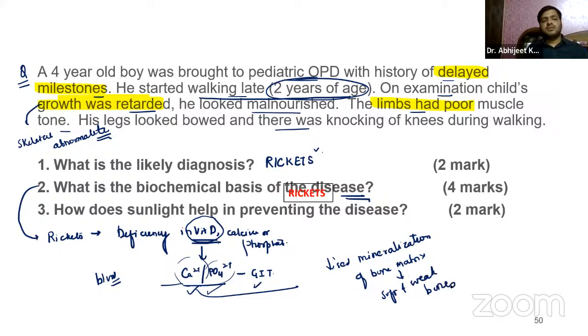Soft and weak bones, right? So that is what you have to remember. Now the third question says, how does sunlight help in preventing the disease? You already know sunlight basically helps in preventing rickets through the following mechanism, and you have to remember which mechanism it is. It is called vitamin D synthesis. Now, let us discuss this third question over here also.